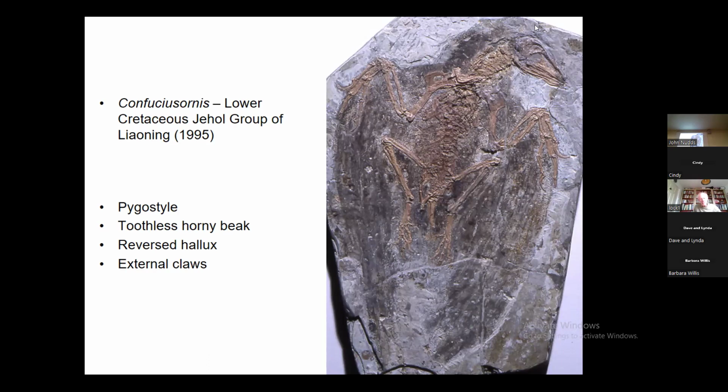But it does still have these external claws on the wing. So it's primitive in some ways, but it's more advanced than Archaeopteryx. And this is morphologically and stratigraphically in between Archaeopteryx and what were essentially modern birds at the top of the Cretaceous. Things like Hesperornis and Ichthyornis, essentially modern birds by the end of the Cretaceous.